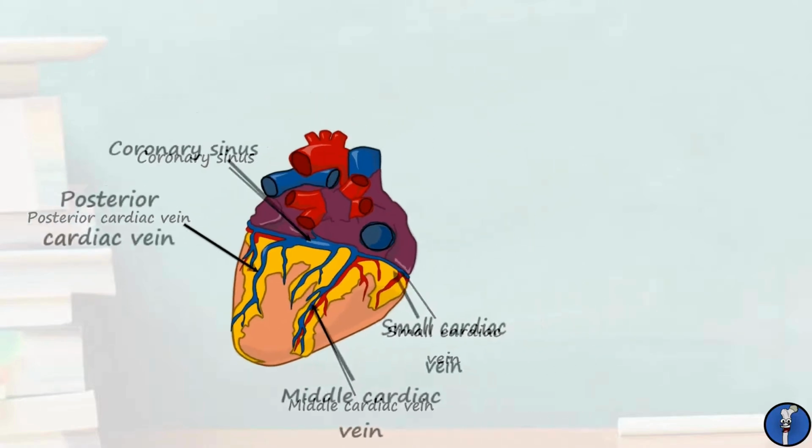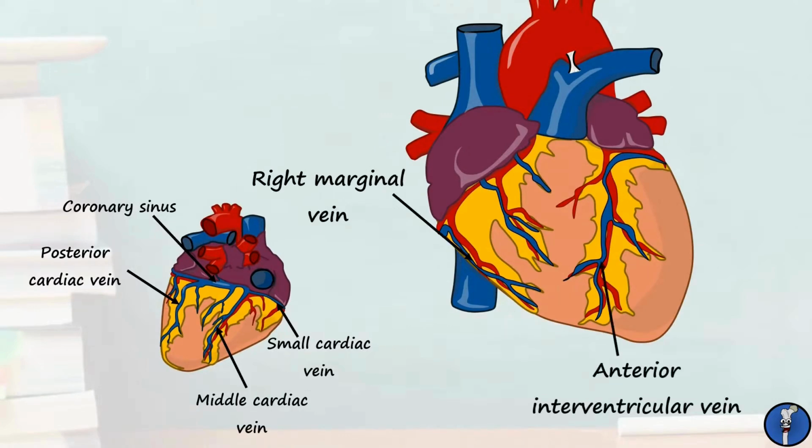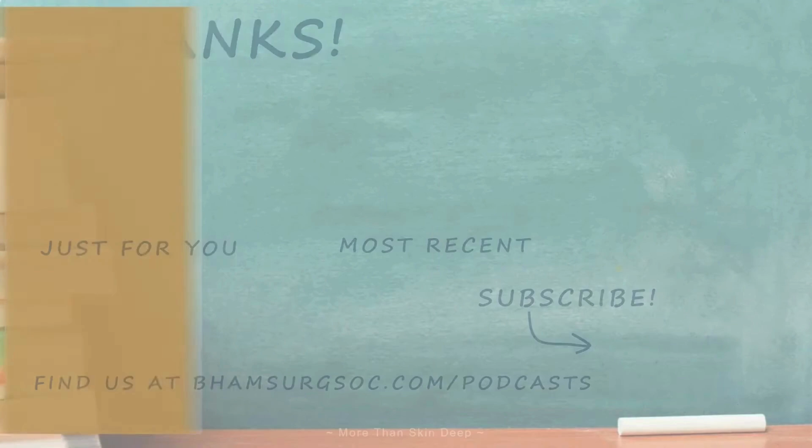On the anterior surface, we see the right marginal vein, which will join the small cardiac vein, and the anterior interventricular vein, which travels with the anterior interventricular artery. This vein eventually joins the great cardiac vein, which will travel around to the other side of the heart to produce the coronary sinus. And there we go, that's all you need to know about the blood supply of the heart.